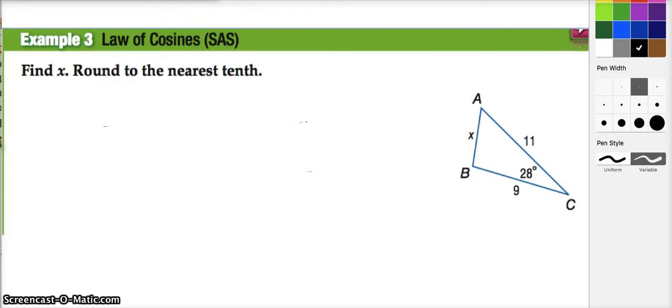Hey friends, so here we are back in section 8.6, and you know that we are going to talk about the law of cosines now. So let's go ahead and take a moment and remember what that is.